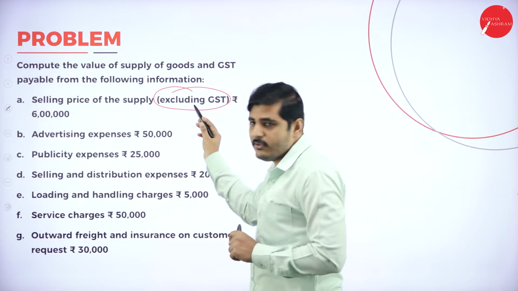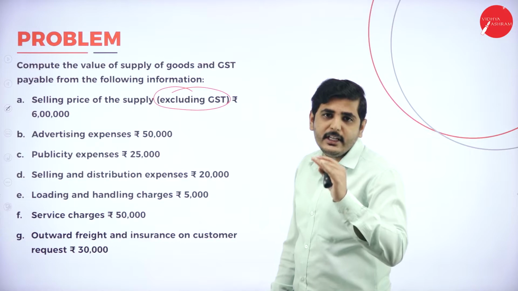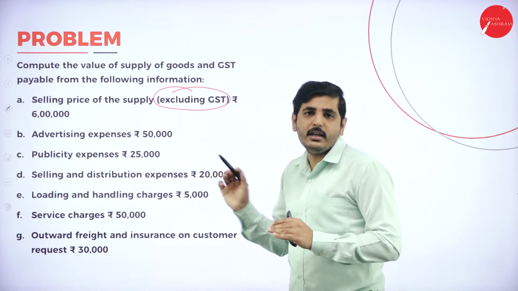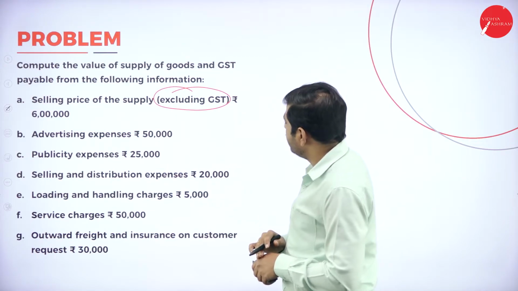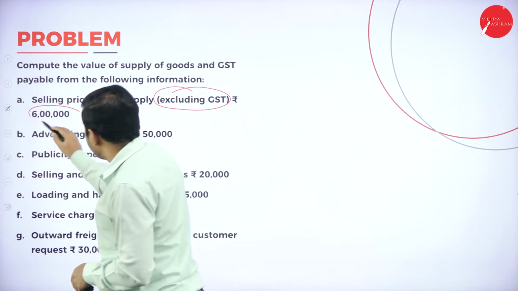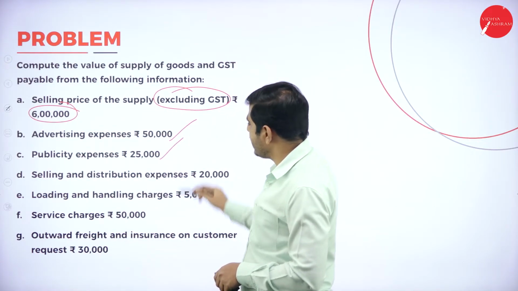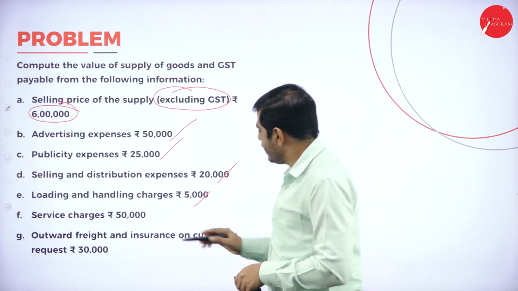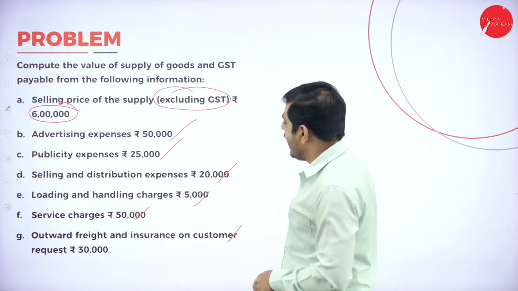So if it is exclusive, or excluding the following expenses, we should add them. If it is including the following expenses, we should not add the incidental expenses; we should directly calculate the tax. Now, the actual cost of the product is 6 lakh rupees. Add advertising expenses, publicity expenses, selling and distribution, loading and unloading, service charges, outward freight and insurance.